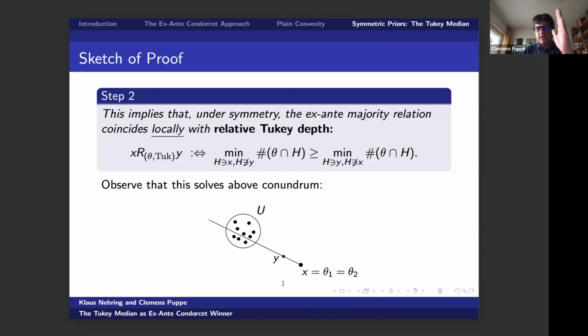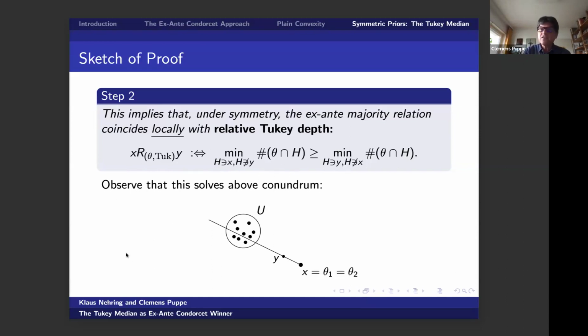So the minimal relative Tukey depth of X with respect to Y is 2, but the minimal Tukey depth of Y with respect to X is 3, as you see here. Whenever you draw a line between them and ask how many data points are on one side of the line minimally, it is minimally 3. So 3 is larger than 2, so X is no longer an ex ante Condorcet winner, but Y is better from the ex ante perspective.